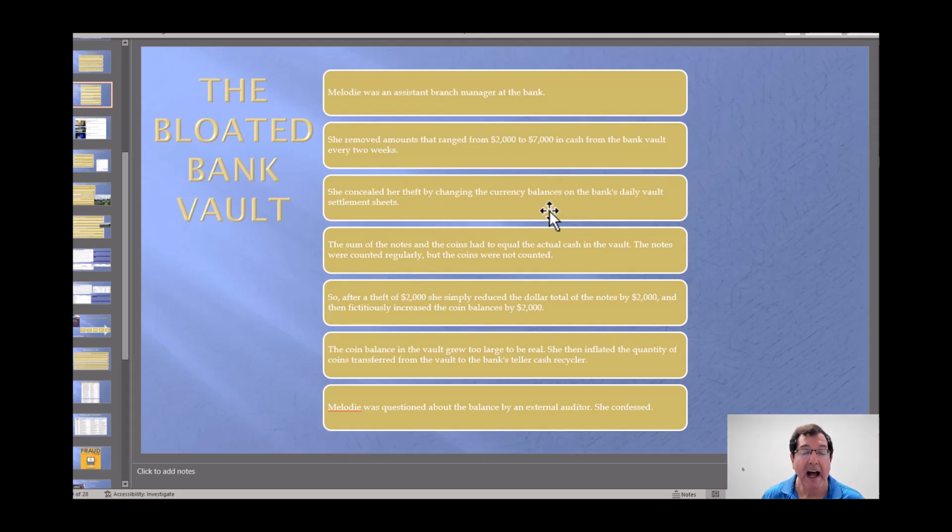What happened was, at this particular bank, they counted the notes in the vault, but they didn't count the coins. So what Melody would do is she would steal cash in the form of notes, and then she would fictitiously bloat or inflate the coin balance to make up for what she had taken. Right at the end here, it says Melody was questioned about the balance by an external auditor, and she immediately confessed. I tried to correspond and be friends and get a little more information from Melody, but she wasn't that interested in chatting or talking.